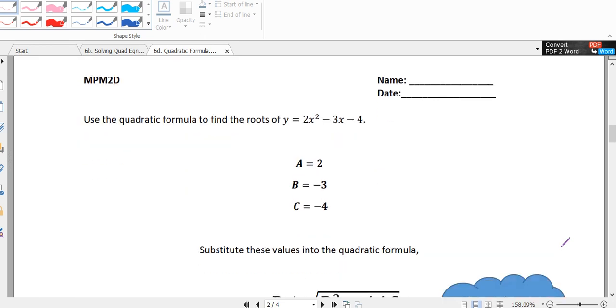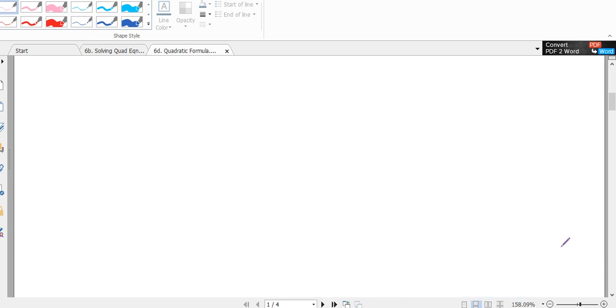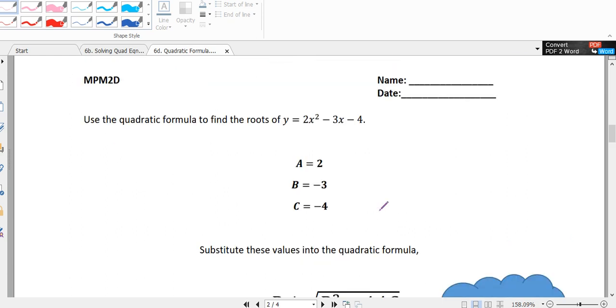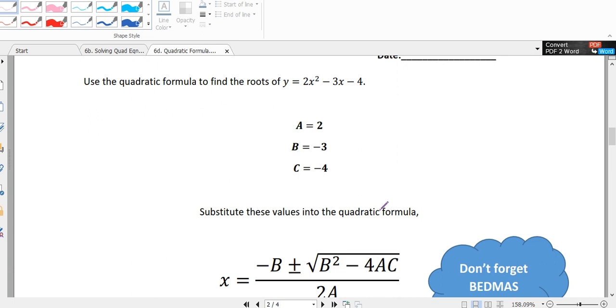Now, I'm not going to go through the proof of the quadratic formula. If you are interested, in fact, this might be a challenge for you. See if you can complete the square with those three terms. You don't have to, but this is just a proof of where the quadratic formula came from. But the purpose of this lesson is simply on how to use it.